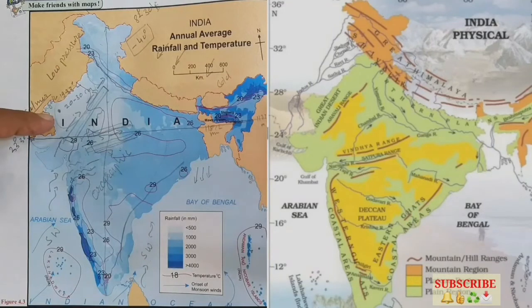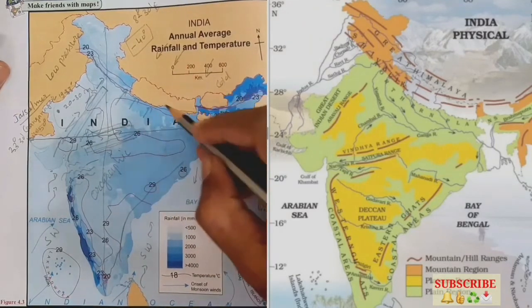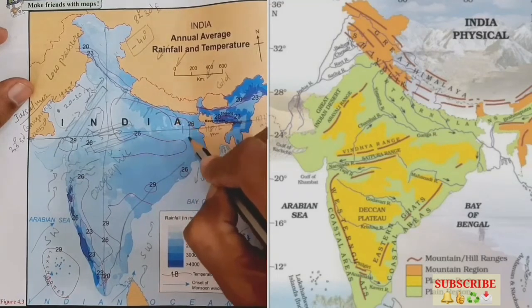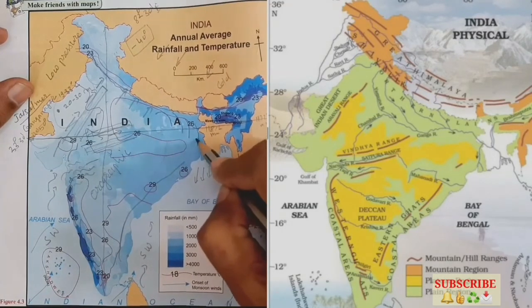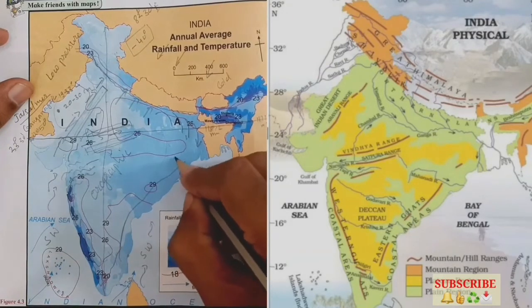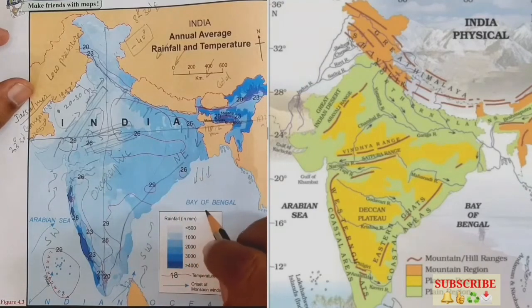Okay, students, have you understood this one? Very good. Then, after obstructing these southwest winds, they will retreat like this. It will reverse. It will move in reverse. That is called northeastern winds.